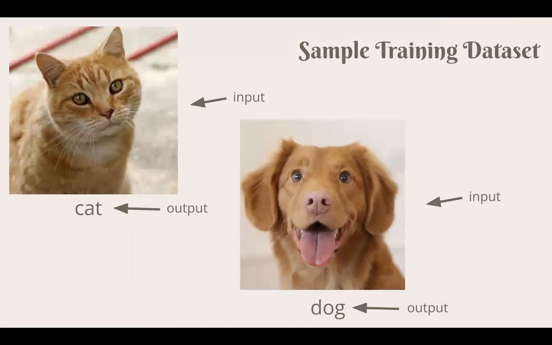So here are some samples. This is an example of a sample training data set. Here, the training data has an input, which is a picture of the cat, and the output, which is the label of the cat. And then here you have an input, which is a picture of the dog, and the output, which is the label that it is a dog.